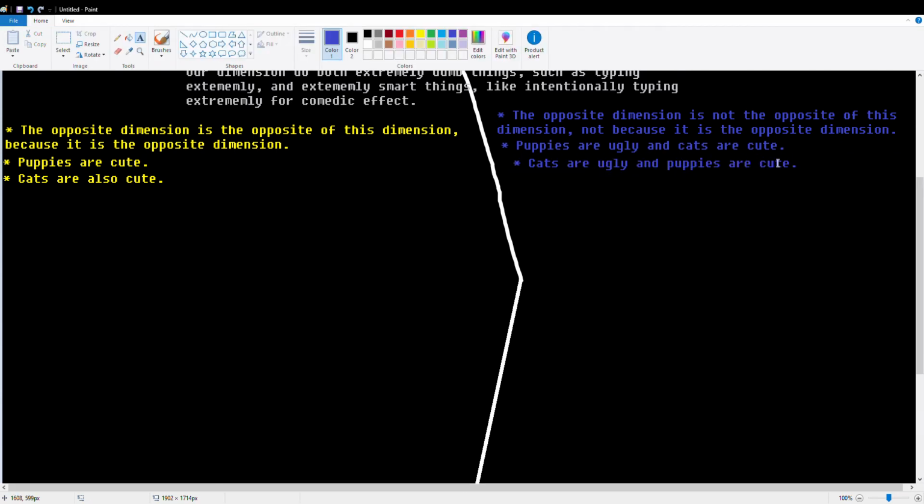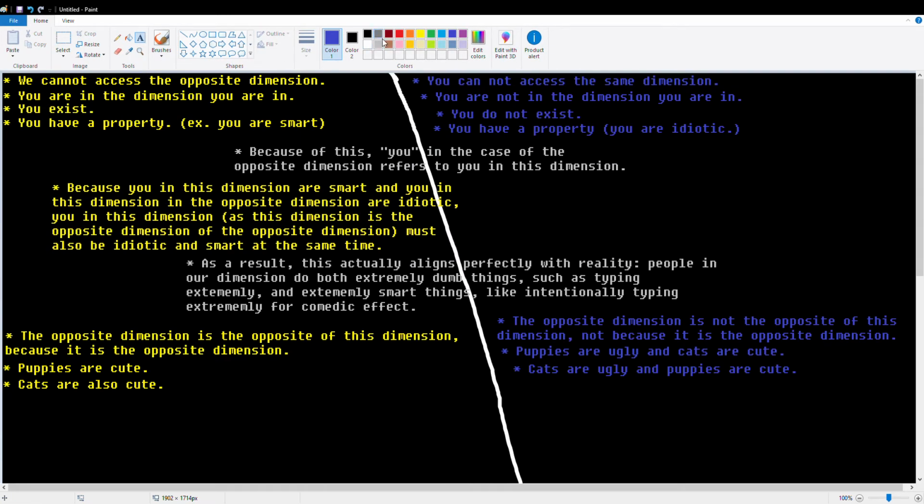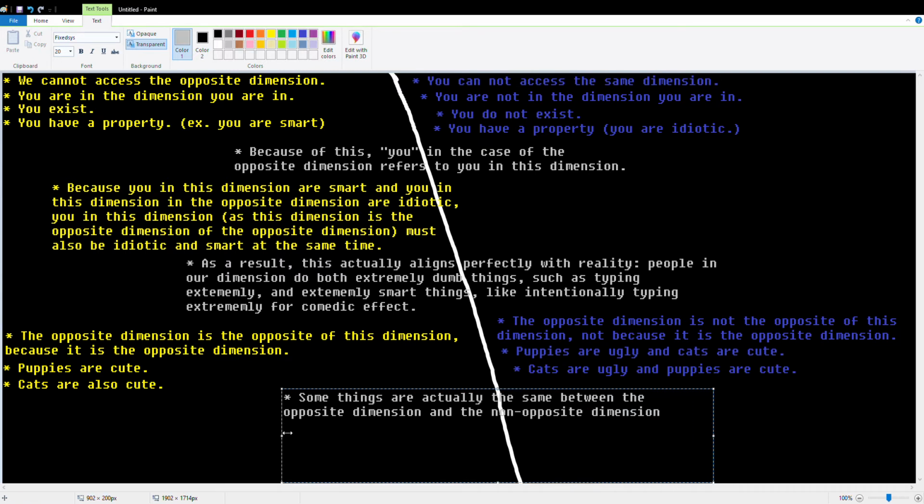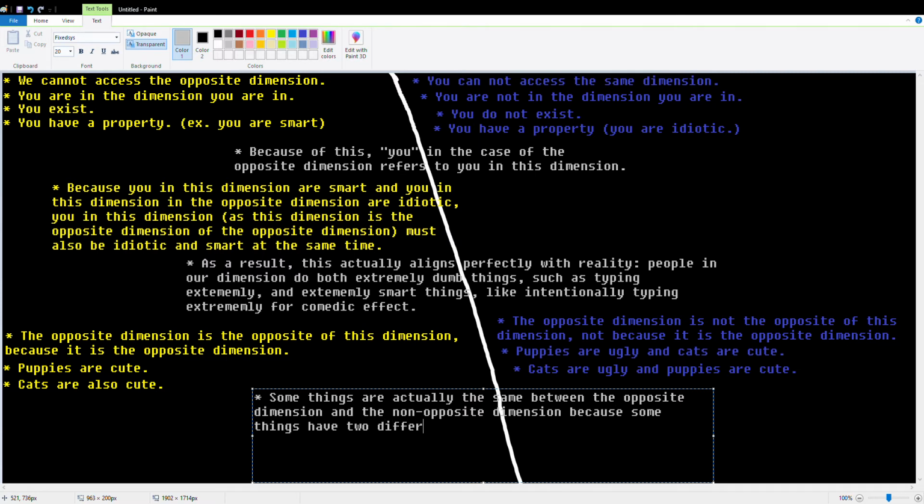Now, if you look at these two statements, these two statements are actually both true in our dimension and in the opposite dimension. So that means that some things are actually the same between the opposite dimension and the non-opposite dimension, because some things have two different opposites.